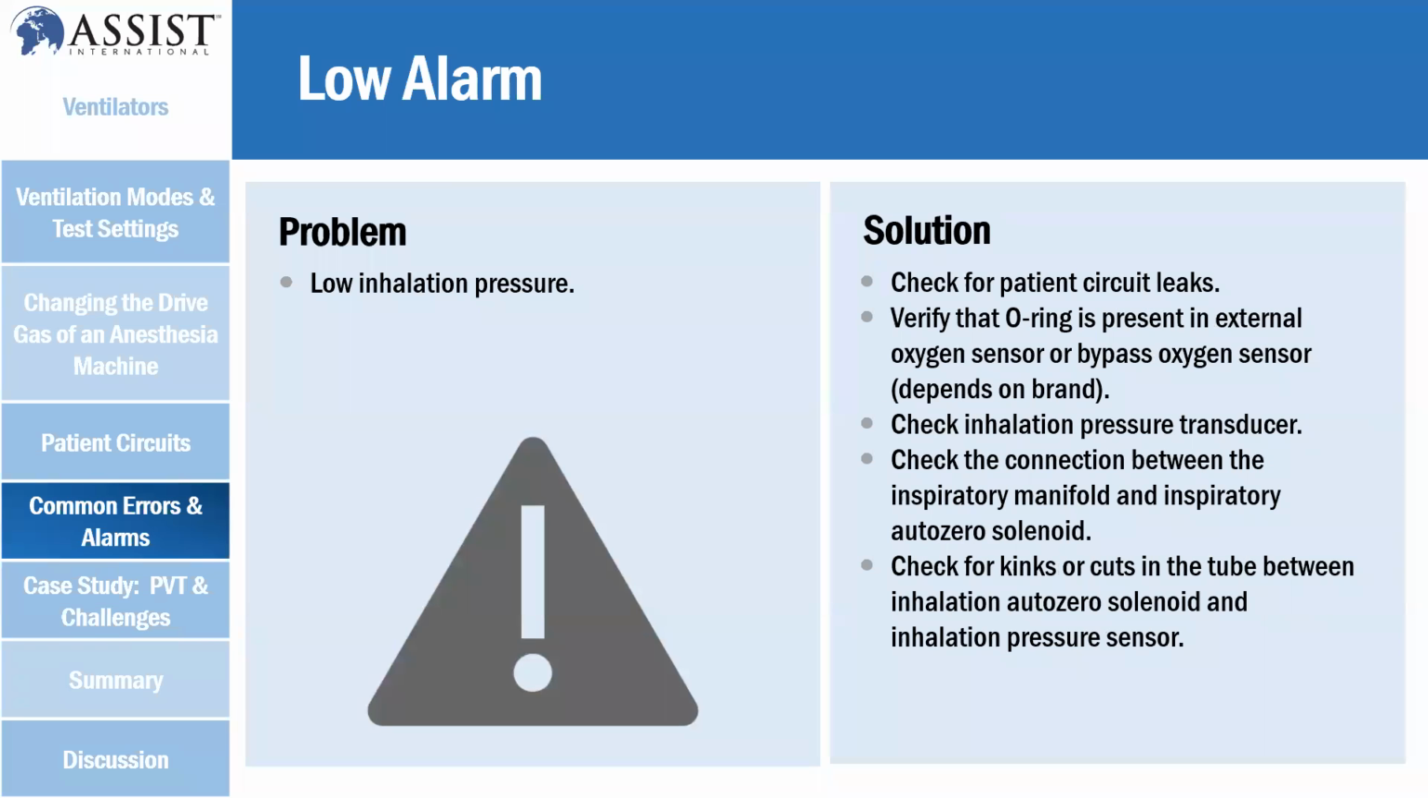Low inhaling pressure. Same thing: check the patient circuit for leakage, verify the O-ring on the oxygen sensor and the pressure transducer, and check the connection between the inspiratory manifold and the inspiratory out auto zero solenoid. It depends on the brand or model. Check for a kink or cut in the tube between the inhaling auto zero solenoid and the inhaling pressure sensor. So this is for the low inhaling pressure issue.